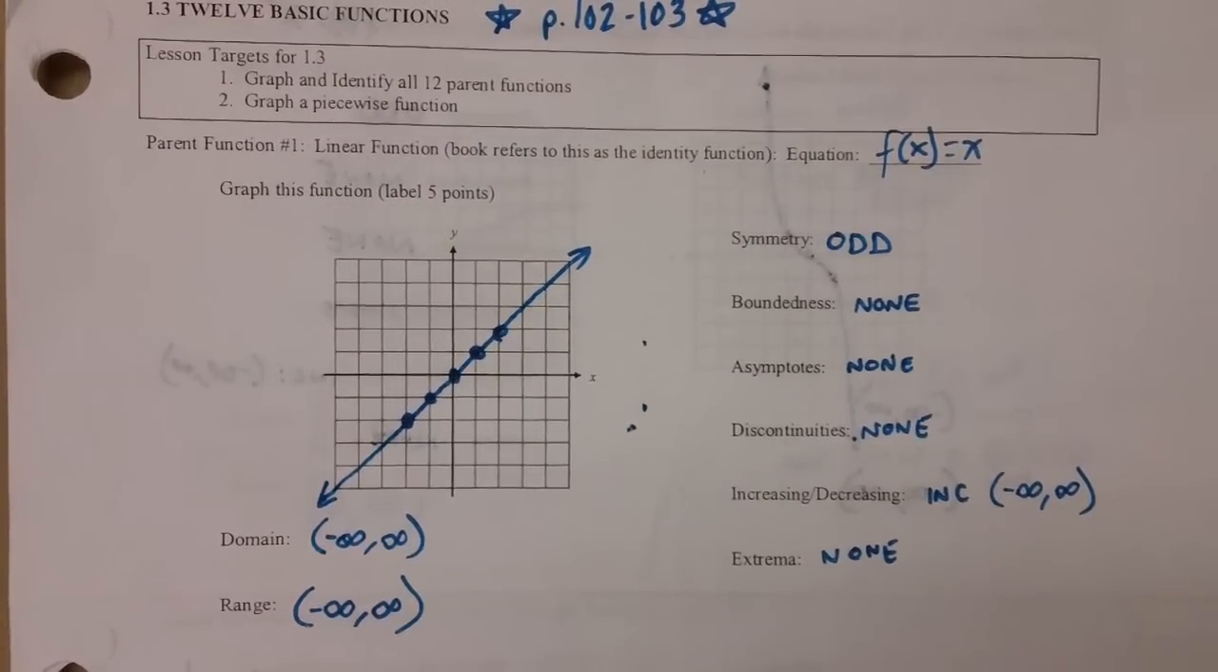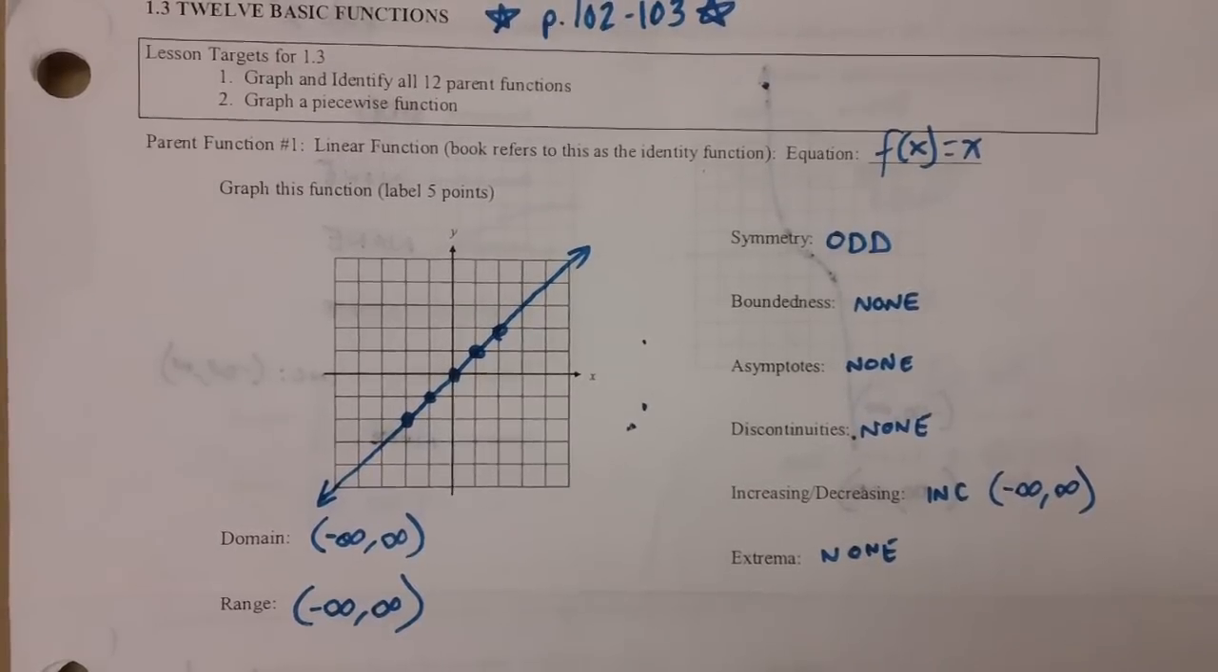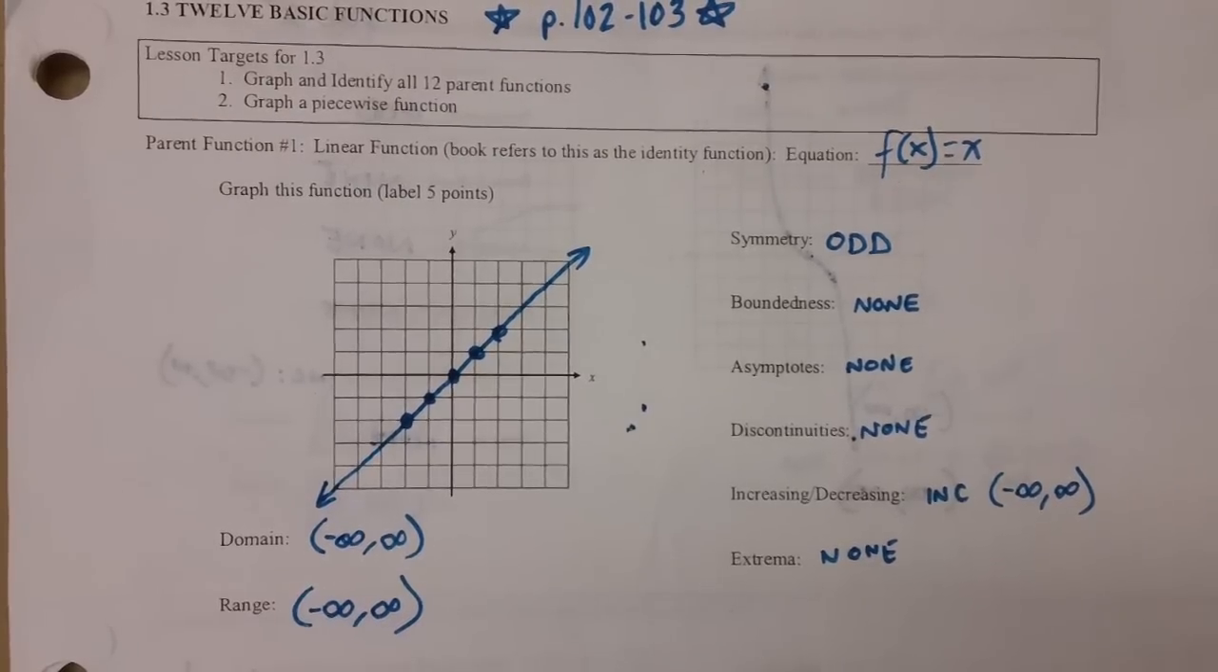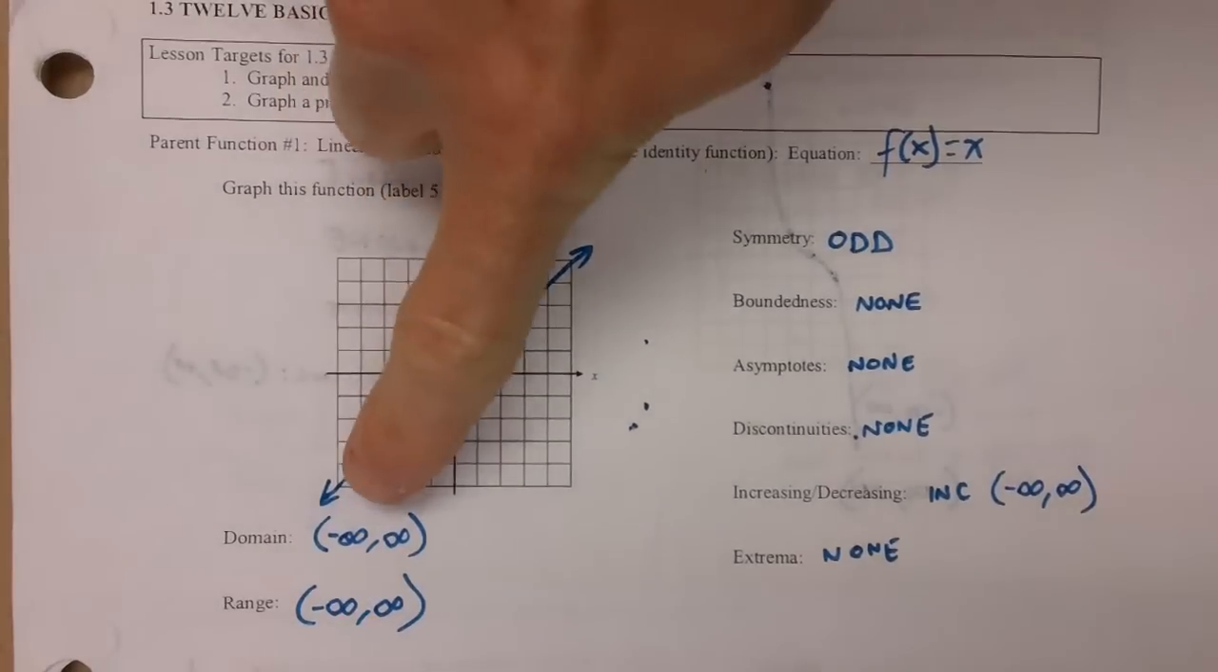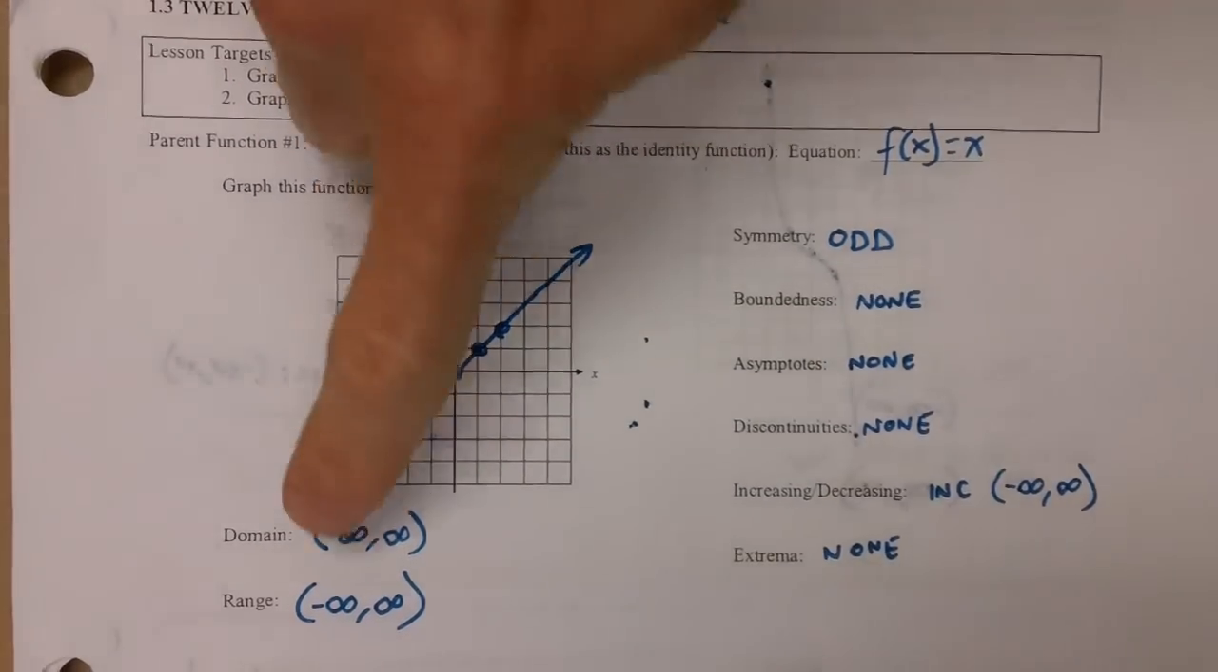It has odd symmetry, has no boundedness, no asymptotes, no discontinuities, so it's continuous. It's increasing over the whole domain, and it has no maxes or mins. Its domain is from negative infinity to positive infinity. The range is the same.